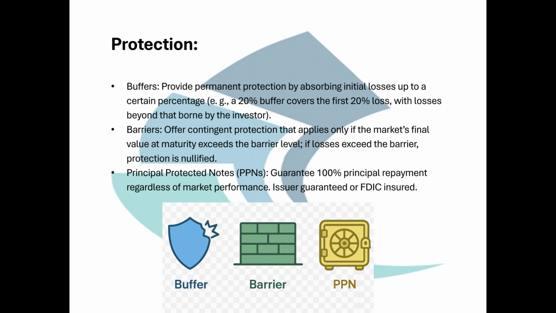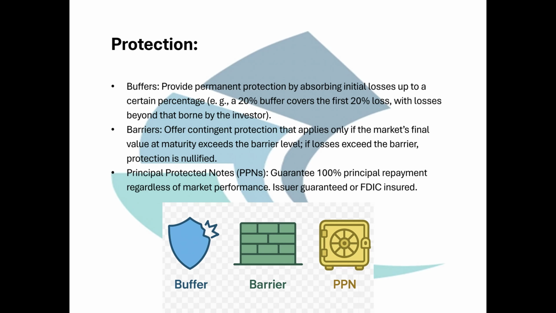If we would use the term a 20% buffer, that would cover the first 20% loss. If the asset that the structured note is based on is down 15% at maturity and has a 20% buffer, you would get 100% of your principal back. If the underlying asset was down 25%, you would lose the difference between 20 and 25, so down 5%.